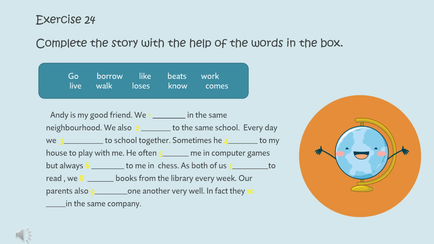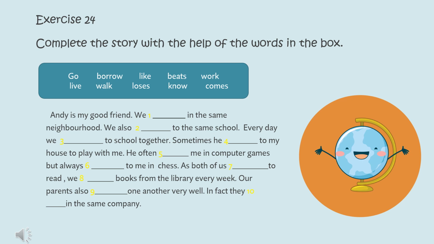Let's start doing the exercise now. This is an exercise of your book, Grammar and Usage. Exercise number 24. Hope you have opened your books. Complete the story with the help of the words in the box. There are words given to you. These all are verbs. And below you can see a passage. We have to choose the words from the box and put them in the blanks that have been given to you. Let's read the passage first.